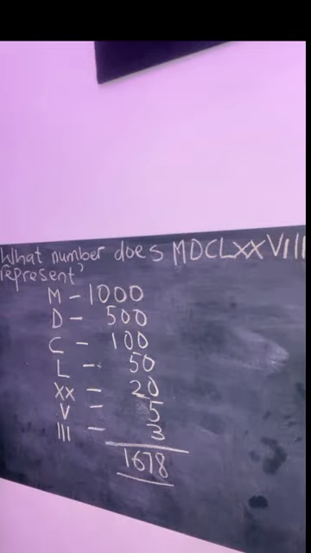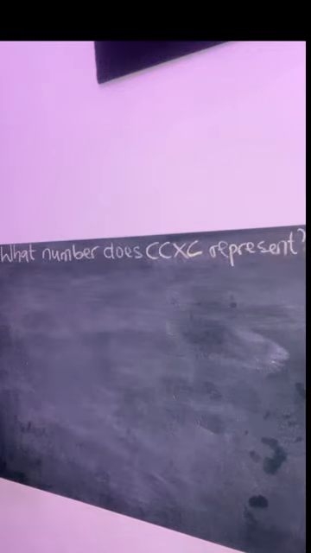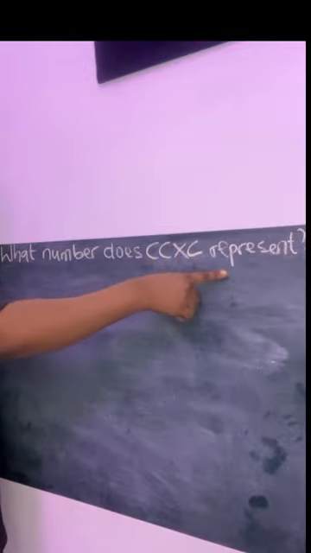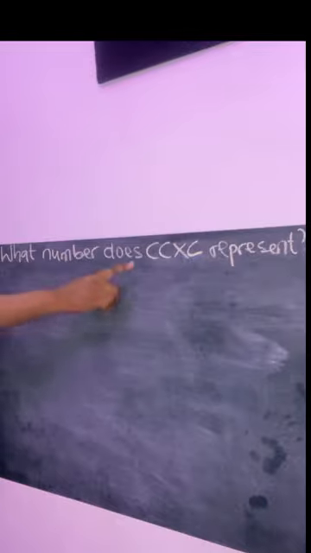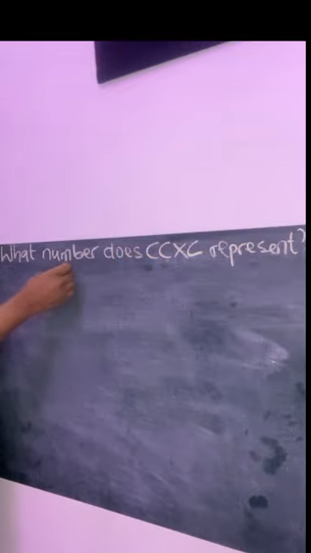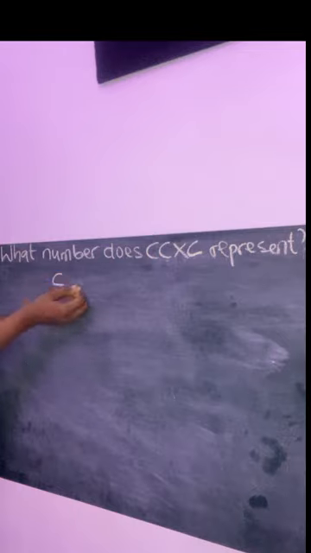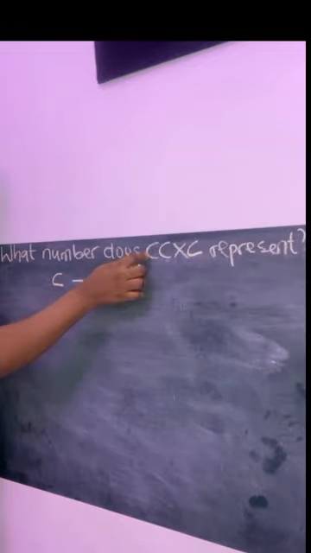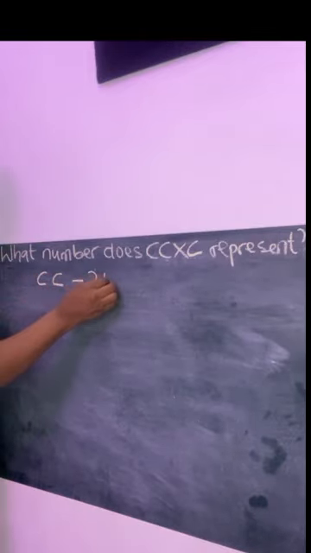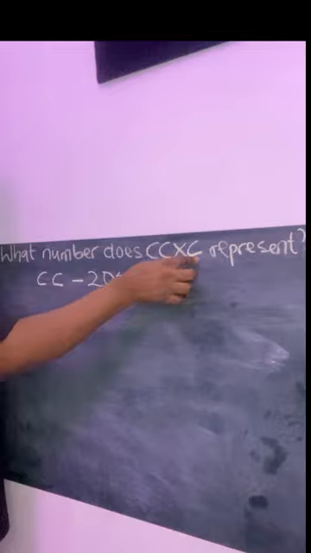So we'll be doing another question now. What number does CCXC represent? Remember, our C is 100. And how many C do we have here? We have 2 C. So we have our C to be 100, and another C to be 200. CC is 200. Then XC.